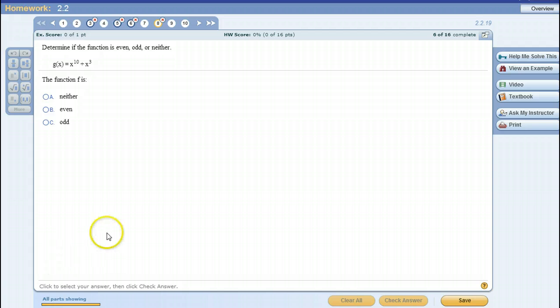I'm going to go through 2 or 3 homework problems from Math XL. This first one is from section 2.2 for MT125. It's asking this question: is a function even, odd, or neither?